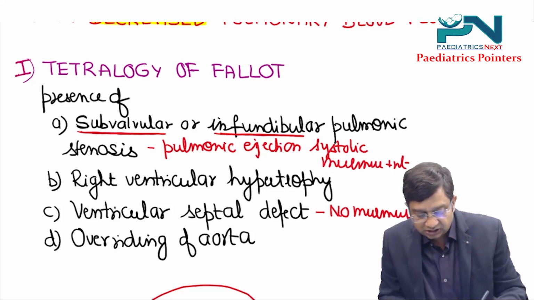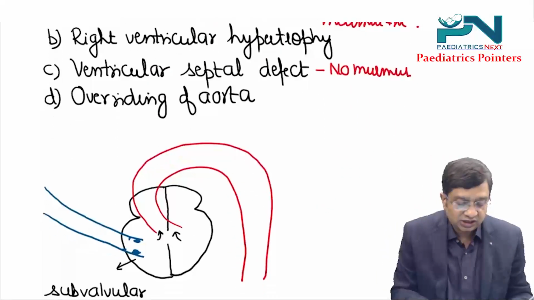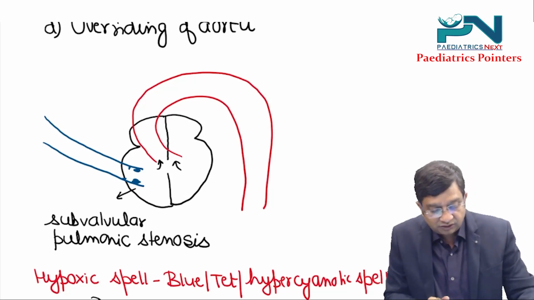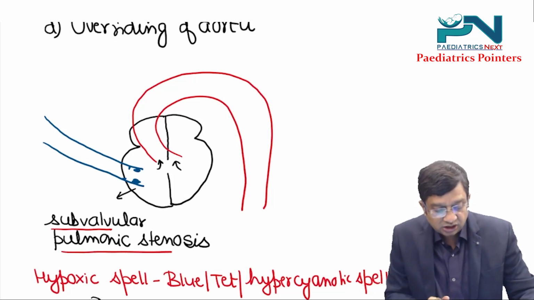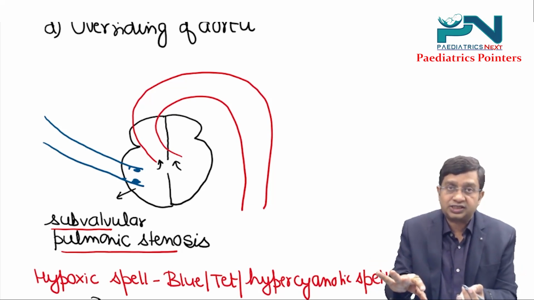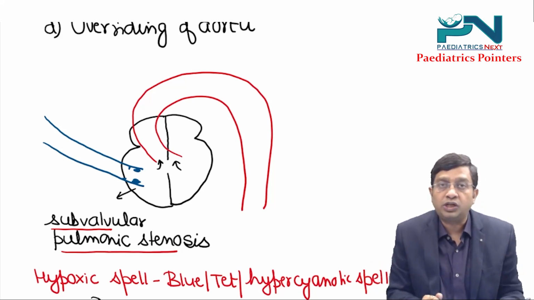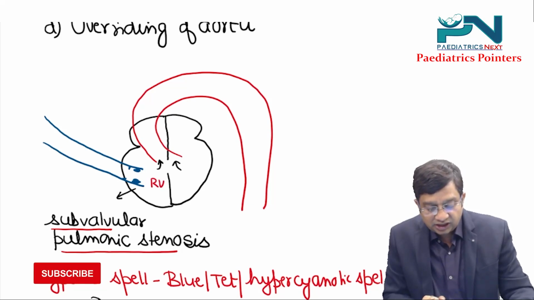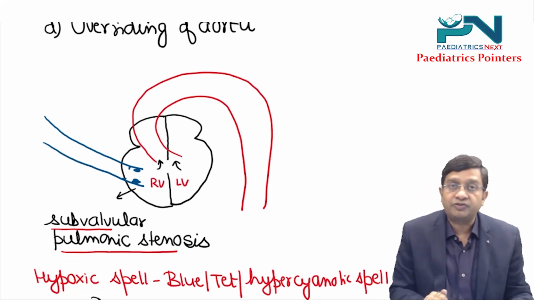This murmur is present. So if you basically see the picture, there is this subvalvular pulmonic stenosis. The overriding means the aorta has been displaced slightly towards the right side and the lower end has been pulled upwards. So it is getting the blood both from the right ventricle as well as from the left ventricle.